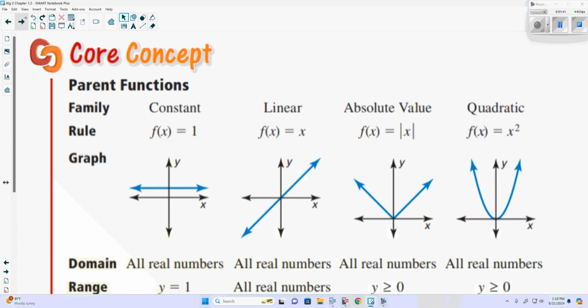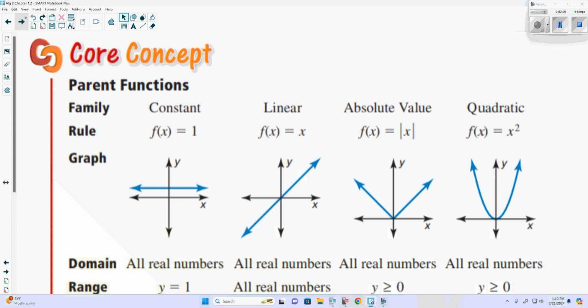Absolute value is always going to make a V shape. It's our absolute value bars. So for any other absolute value function, its parent is this. We just change these here. Or quadratic, our U shape, x squared. So all quadratics have this as their parent. This is its parent function.